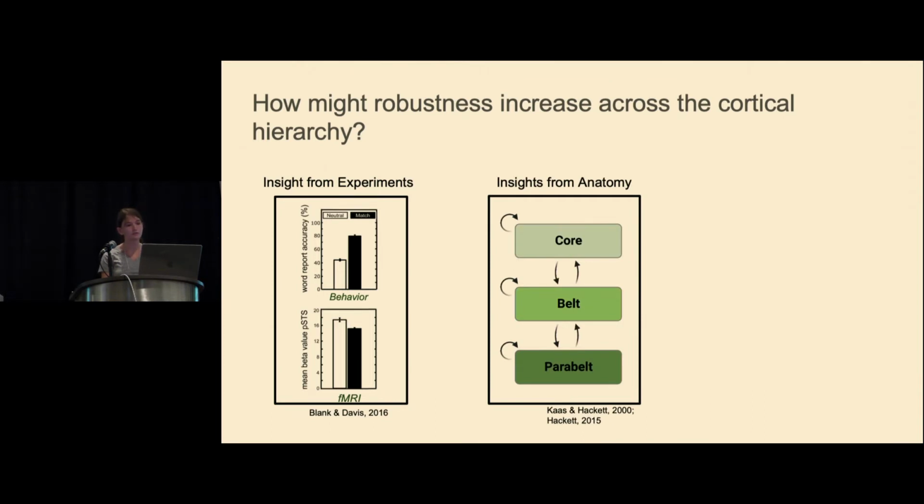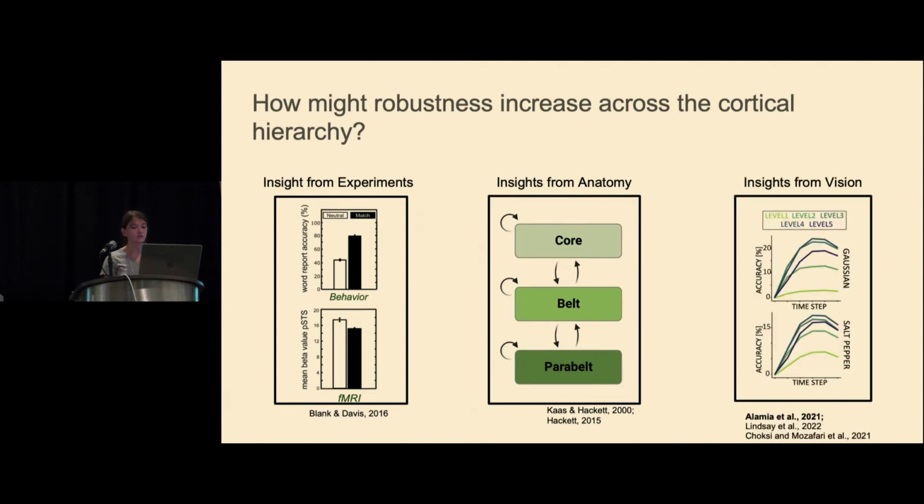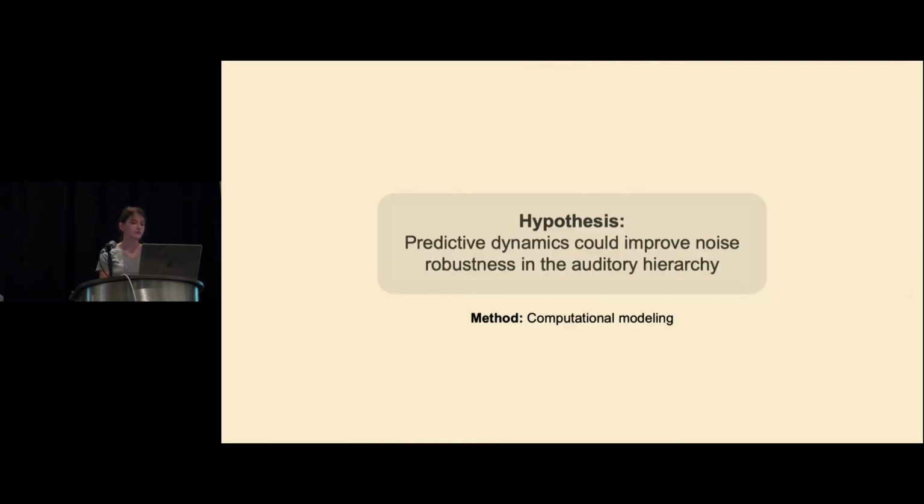There's also evidence of substantial recurrent feedback connections in the primate auditory hierarchy, which are often not considered in state-of-the-art computational models. One hypothesized role of these feedback connections is to signal top-down predictions throughout the hierarchy. Finally, we can look to vision, where computational investigations into noise robustness have matured more quickly. Here, authors took a feed-forward deep neural network, trained on an object recognition task, and augmented it with predictive dynamics, and found that these dynamics made the network more robust to noise. So here, we hypothesized that predictive dynamics could improve noise robustness in the auditory hierarchy, and we're going to test this hypothesis using computational modeling.